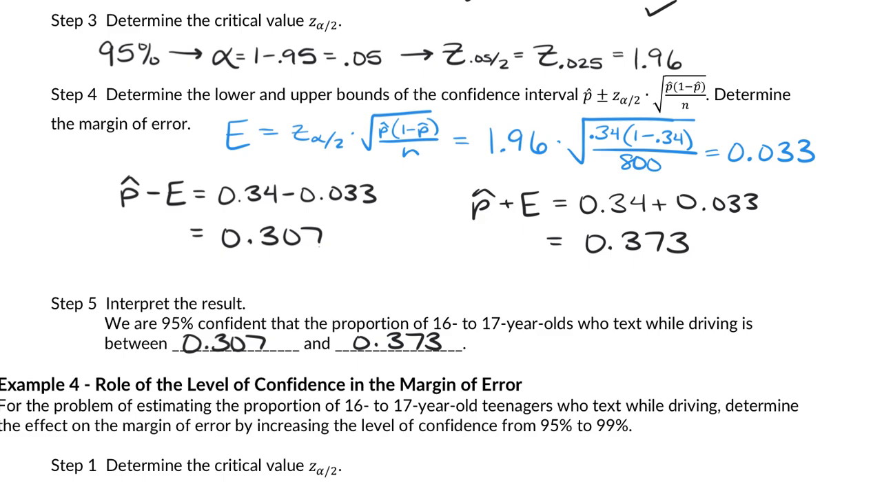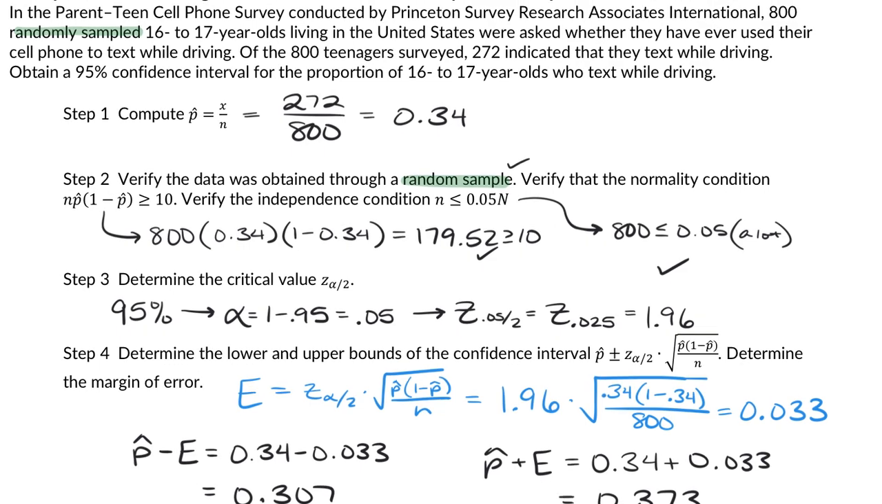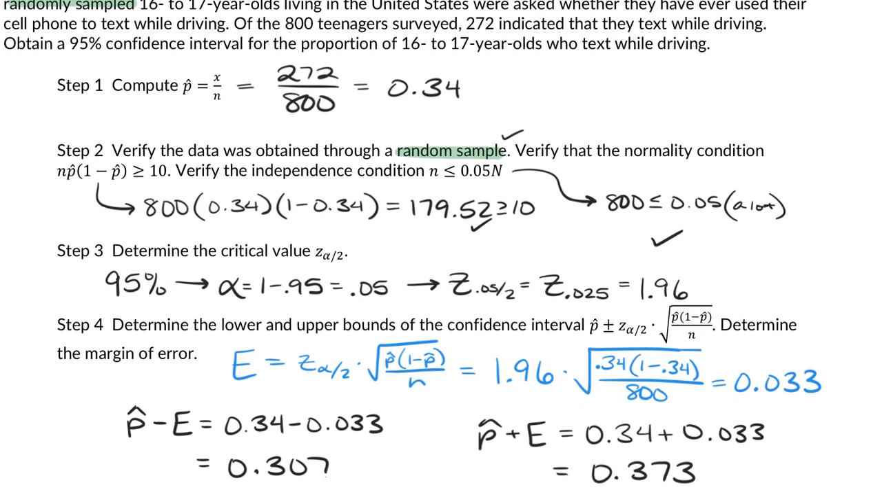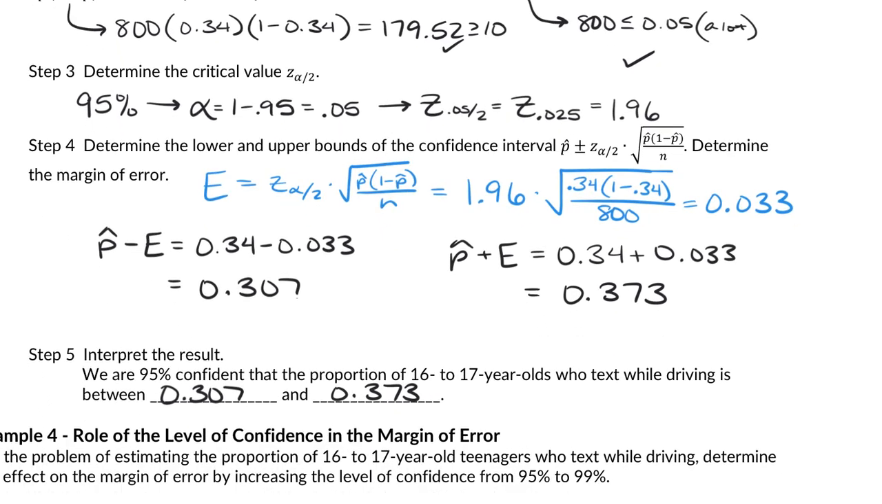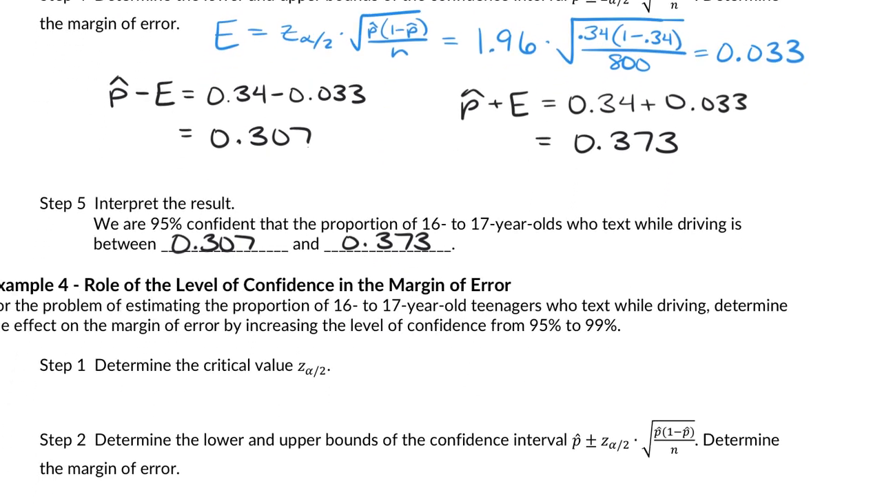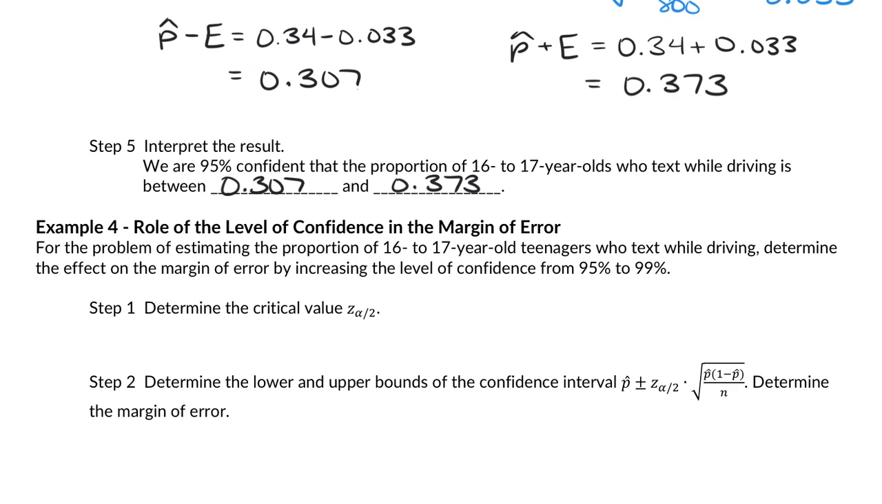So the steps were, again, we find p hat, we make sure the three things that we have to verify, determine the critical value, probably from the table, find the error, add and subtract the error. Easy, yes? So let's change this problem. Instead of estimating a 95% confidence interval, let's figure out what happens for a 99% confidence interval and how that compares. So step one, well, we've already found p hat because that didn't change.